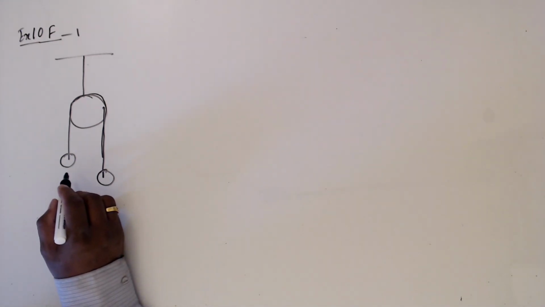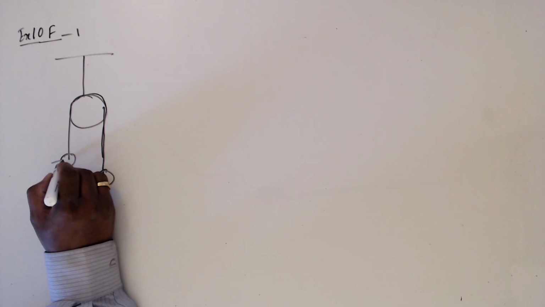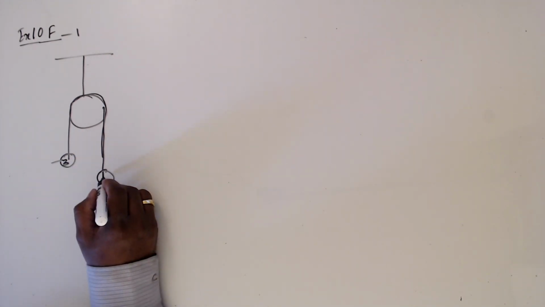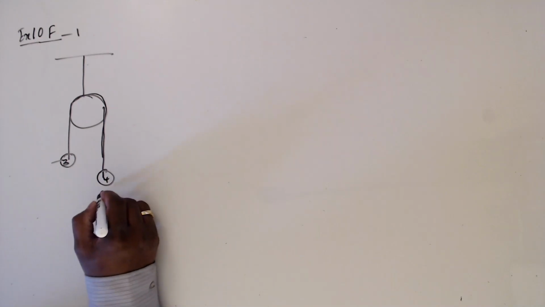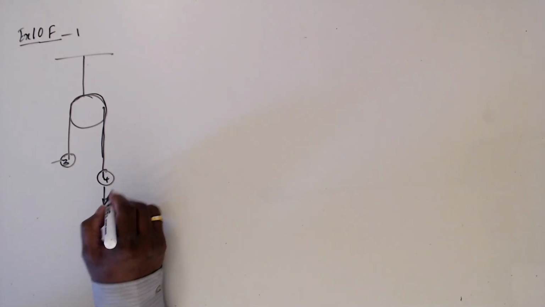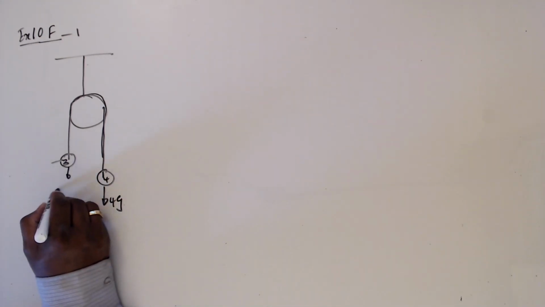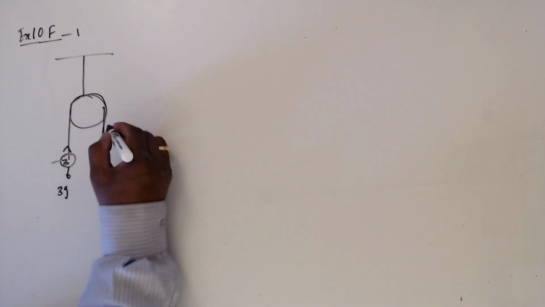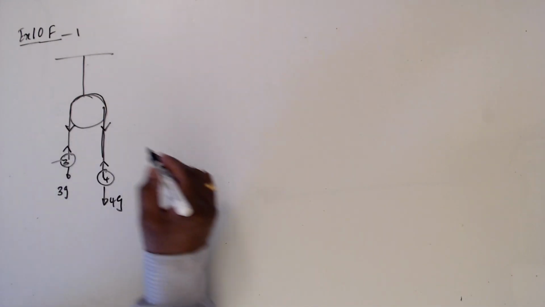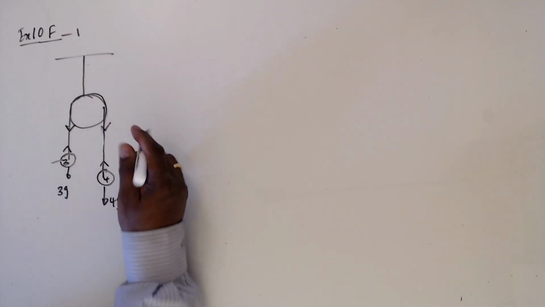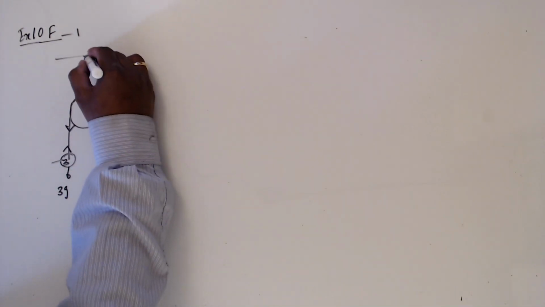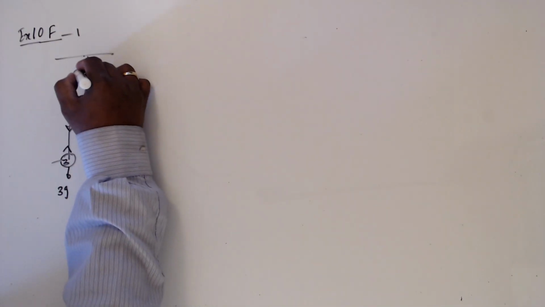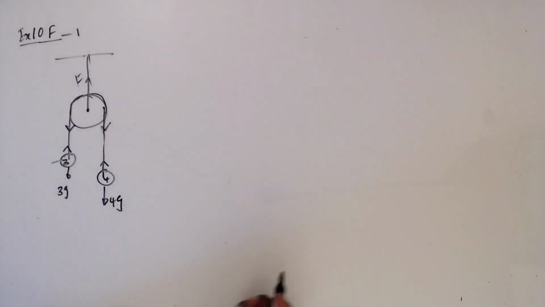So we'll take this 3 kg, this is 4 kg. The weight of this one is 4g and the weight of this one is 3g. Now there is a tension, and that's how we mark the tension as usual. This is also a tension, we'll call it T. Now the first question is find the tension.